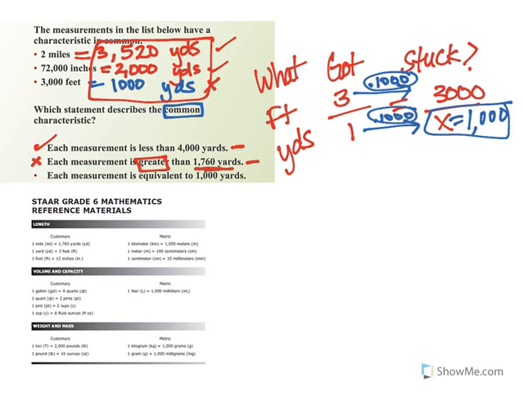And the last one says each measurement is equivalent to 1,000 yards. That's definitely not true. The only one that's equivalent to 1,000 yards is this one. But these two here are not true. So my answer obviously is the first one. Now guys, I know that this took some time to work, but it is not hard work. Make sure that you create a plan.